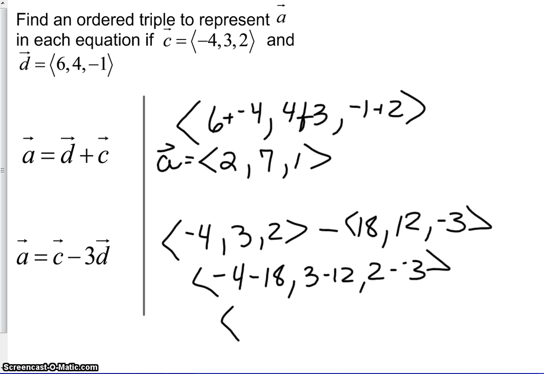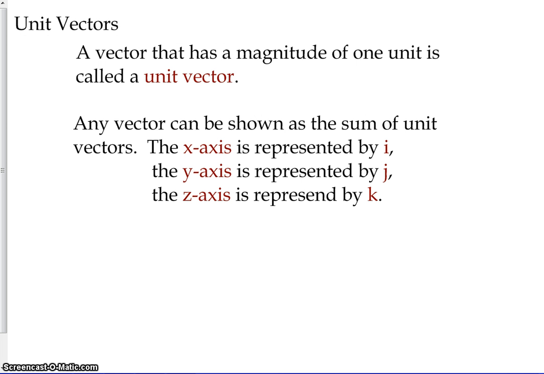So my answer here, negative 4 minus 18, negative 22. 3 minus 12, negative 9, and then this would turn out to be a positive 5. That is my answer vector right there, a resultant vector that we deal with.